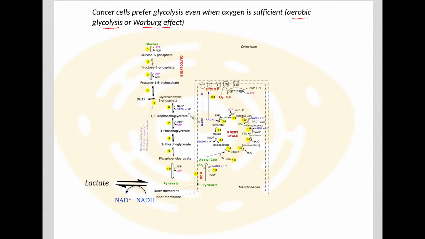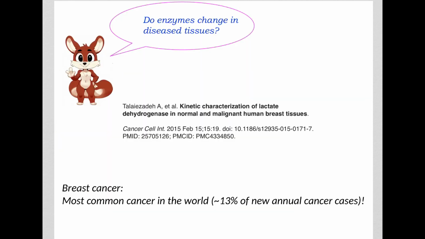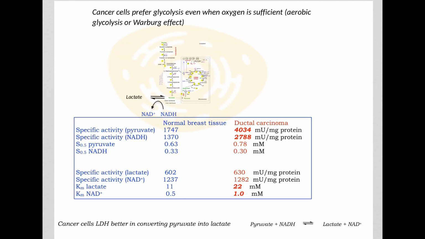effect has been known for many, many years, and is associated not just with breast cancer, but many, many different types of cancer. So in this publication, the authors looked at this enzyme, lactate dehydrogenase, LDH. They looked at this enzyme in normal breast tissue as well as in malignant breast tissue. So here's some of the important data that is summarized in this table. On the right-hand side, we have the cancer cells, and on the left-hand side, we have the normal cells.